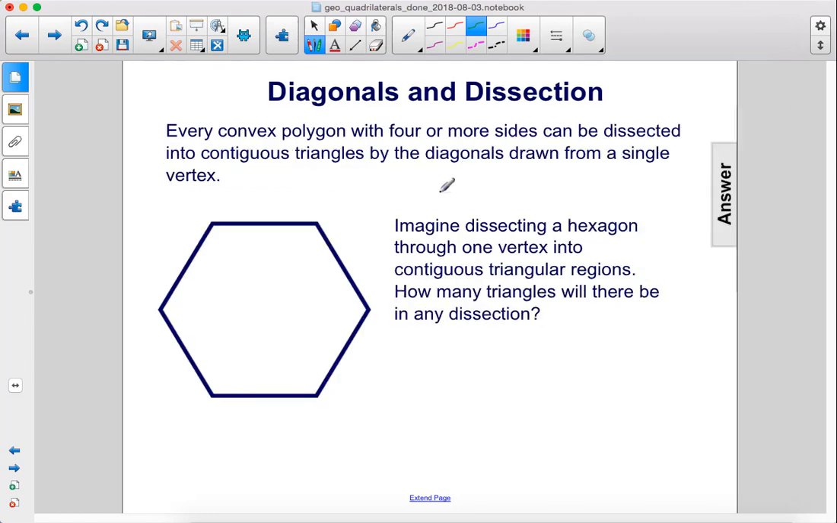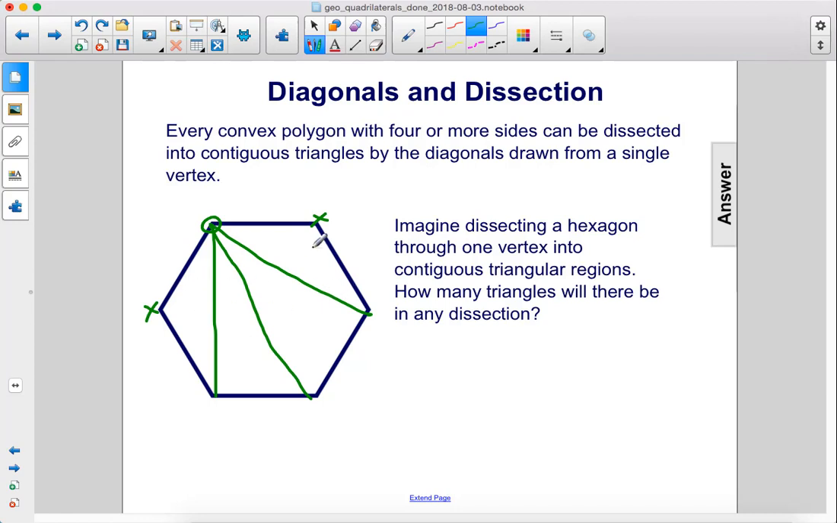Every convex polygon with 4 or more sides can be dissected into contiguous triangles by the diagonals drawn from a single vertex. Imagine dissecting a hexagon through one vertex into contiguous triangular regions. How many triangles will there be in any dissection? Alright, so if we just pick a random vertex, say this one, and we draw diagonals from this vertex, so lines to any other vertex that's not adjacent, so not this one and not that one, but we can draw a line there, there, there.